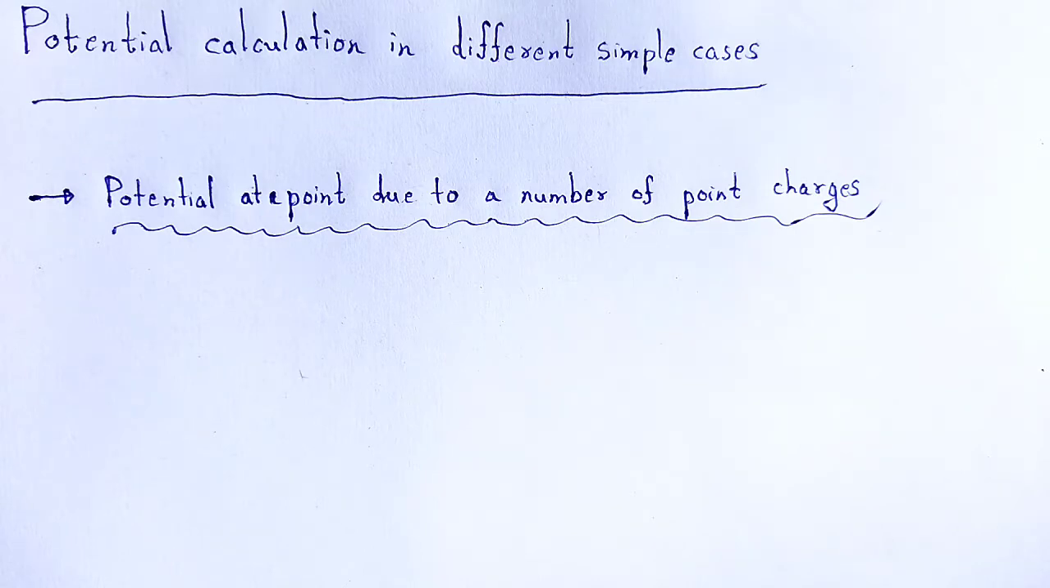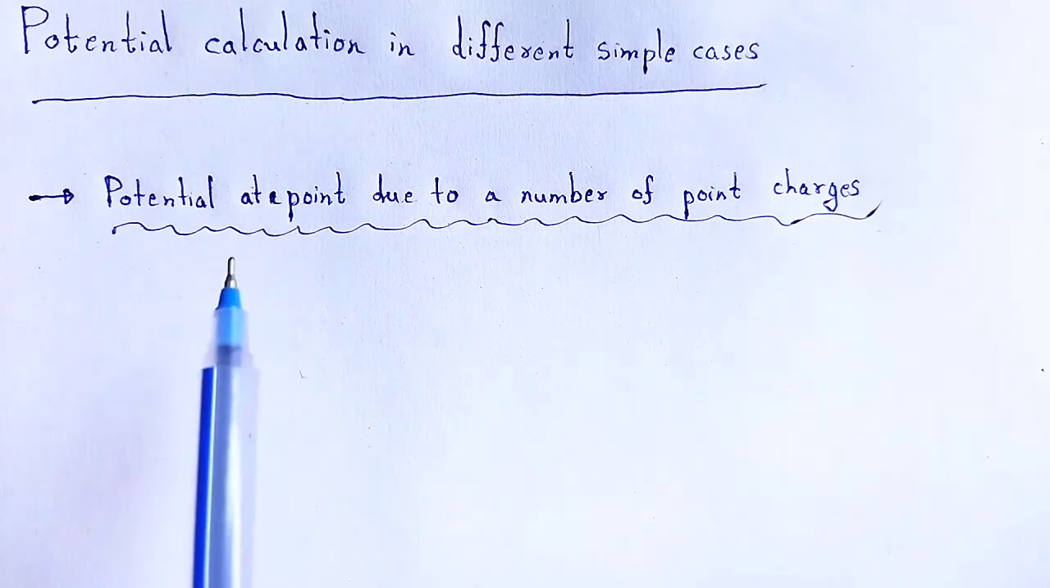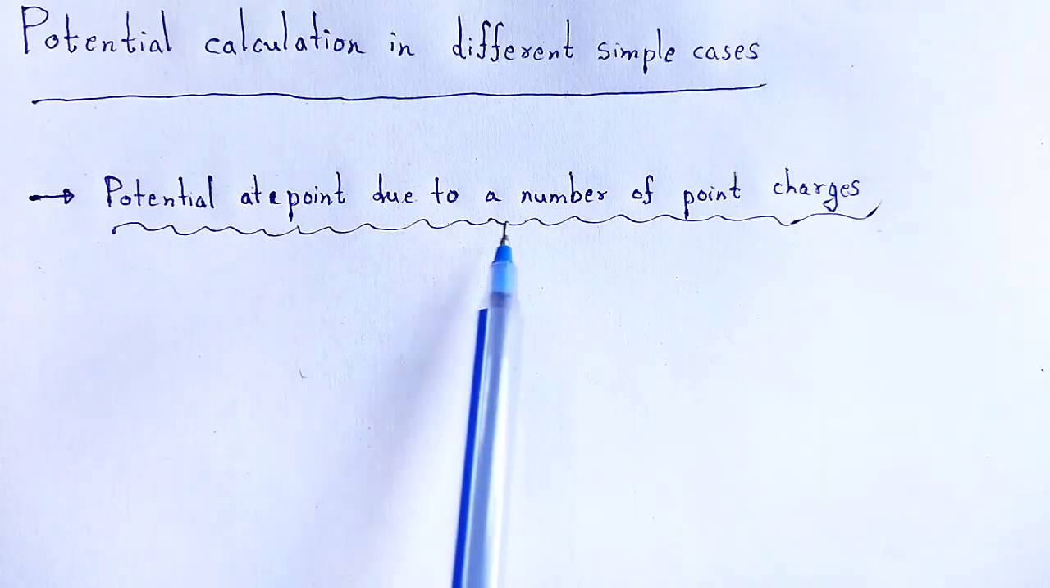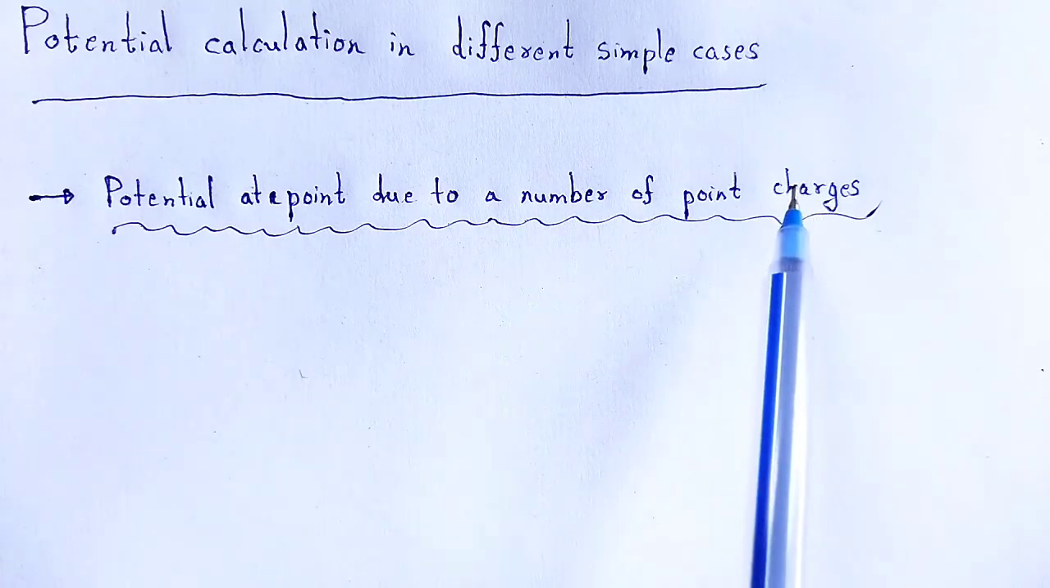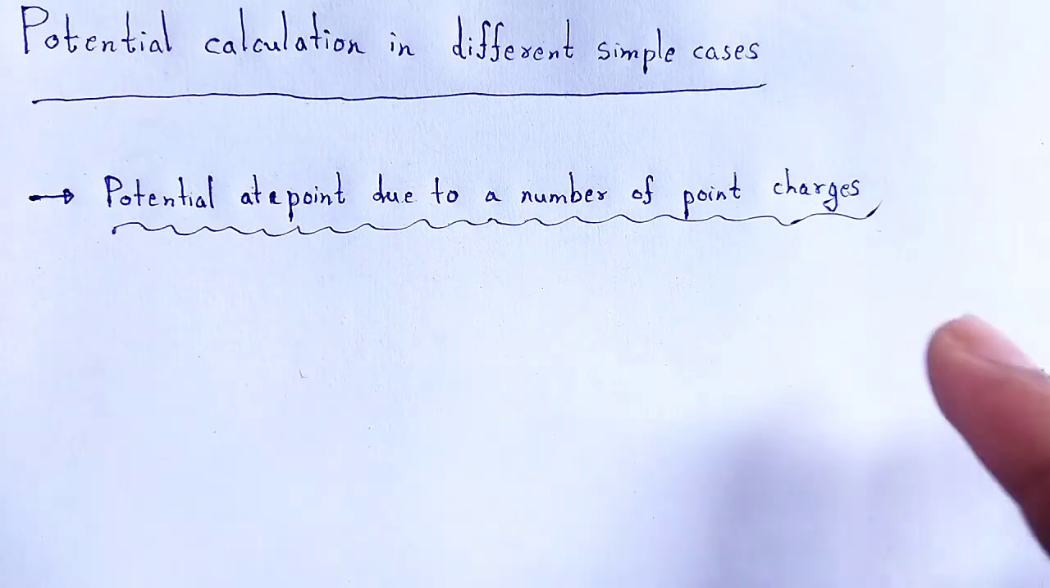In this video, we are going to discuss potential calculation in different simple cases. Let's begin. There are two types of charge distributions: when the charges are discrete and when the charges are in a continuous manner. If the charges are distributed discretely, here we calculate the potential at a point due to a number of point charges. How to calculate the potential here?